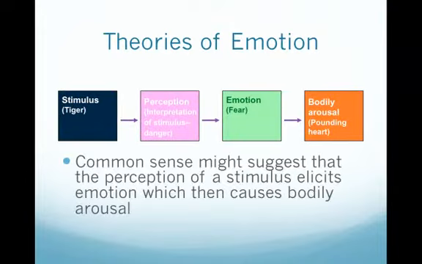Common sense might suggest that the perception of a stimulus leads to emotion, which then causes bodily arousal. For example, when you see a tiger, you perceive it as a dangerous object and experience the emotion of fear. As a result, your heart starts beating harder and your knees start trembling.